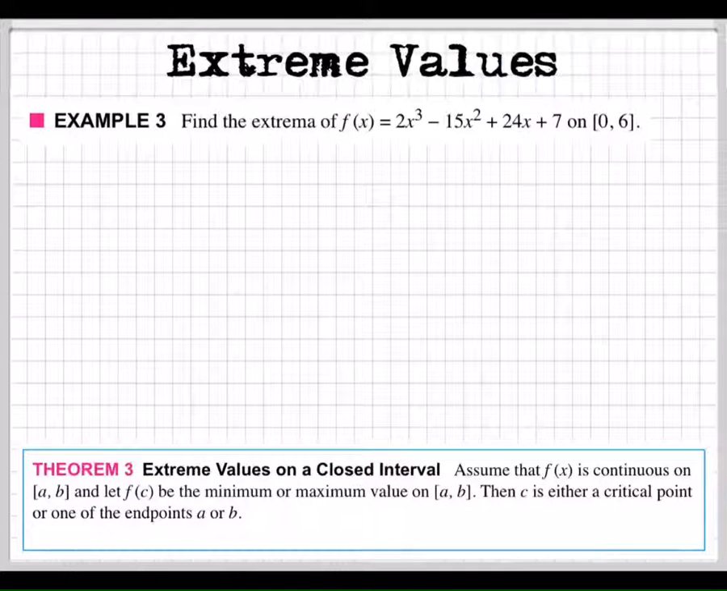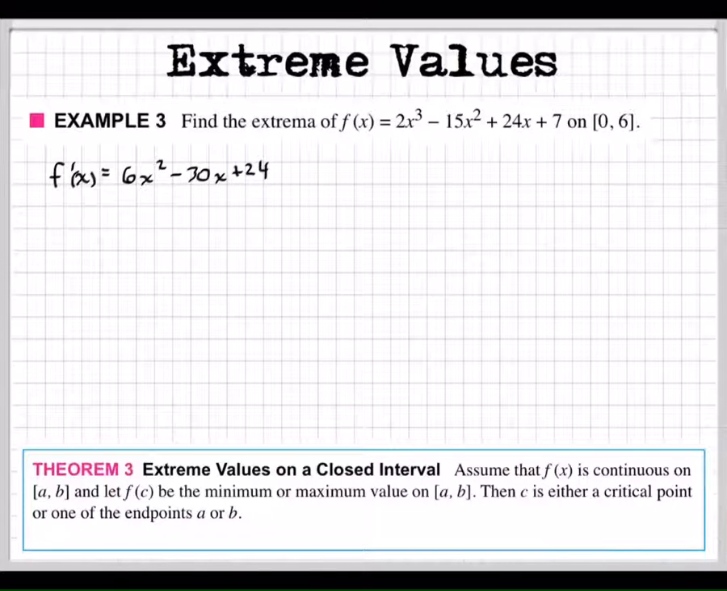Okay, we're looking for extrema values, or the extrema, which are extreme values. So in order to do this, we're going to, again, take the derivative. So we're going to have f prime of x. But we have our slope function now: 6x squared minus 30x, and then we have a plus 24.